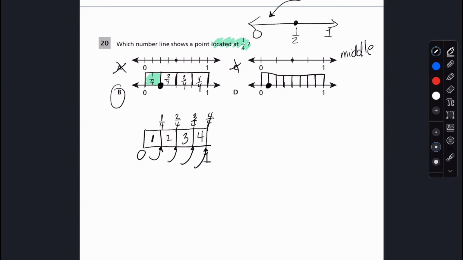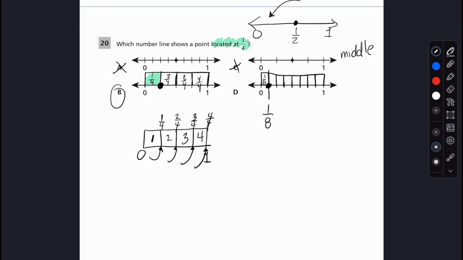Now, so why does D not work? Here I drew 7 lines, but do I have 7 boxes? No. 1, 2, 3, 4, 5, 6, 7, 8. So these are eighths. And this one over here is 1 out of 8. So this point is at 1/8, which is not equal to 1/4.